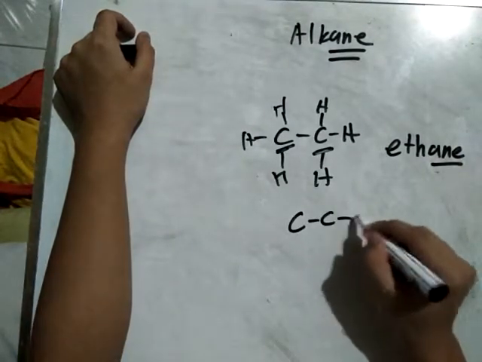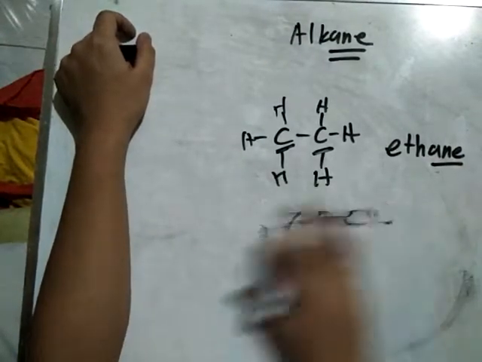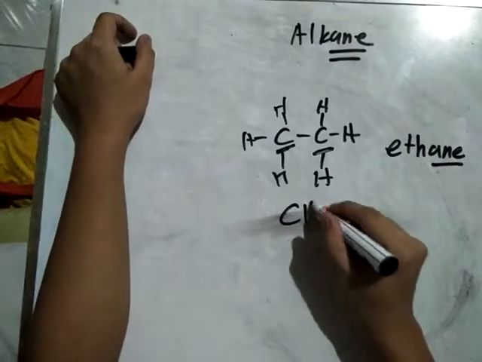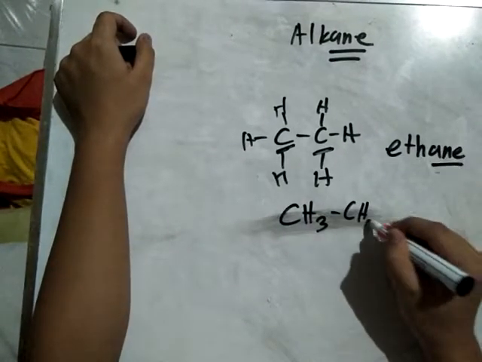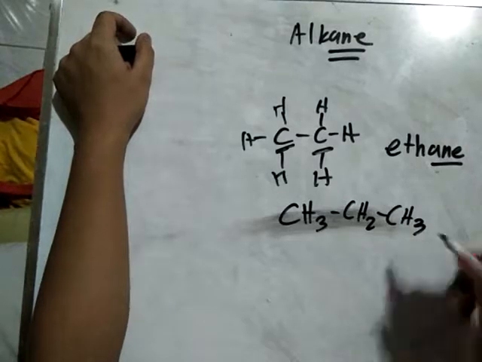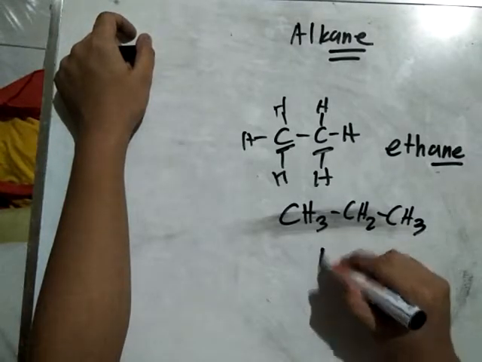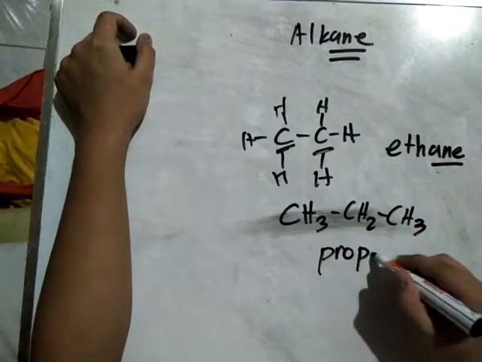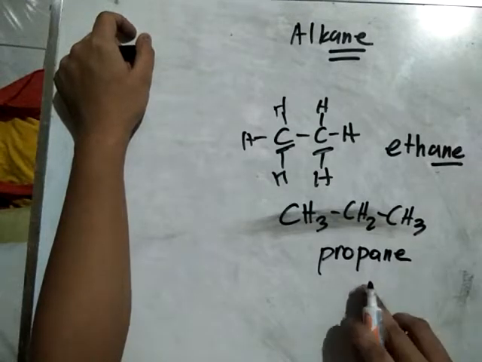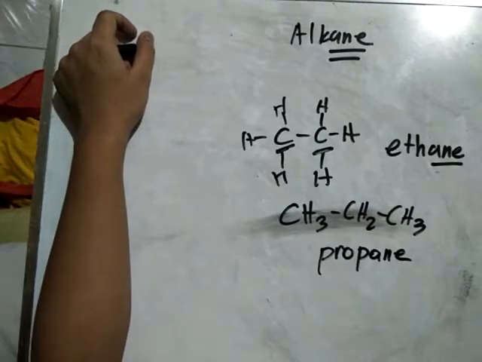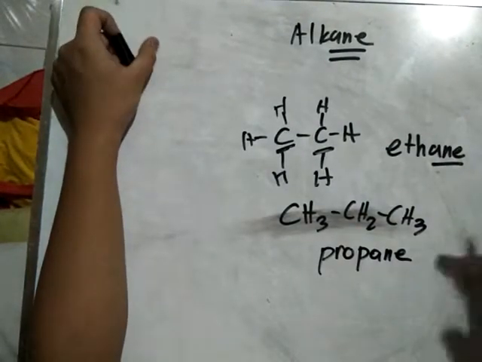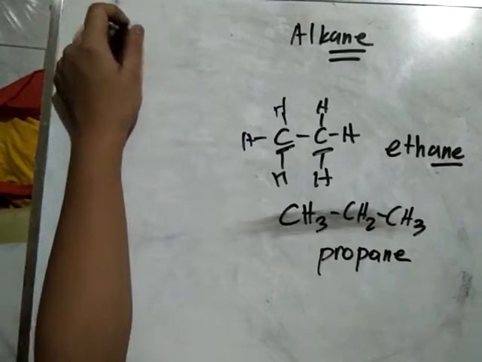Three carbons. That is propane. Propane. Four carbons is butane. Five carbons is pentane. So on and so forth.